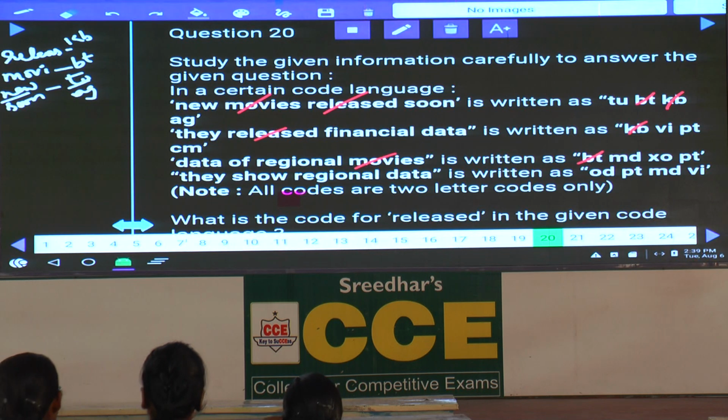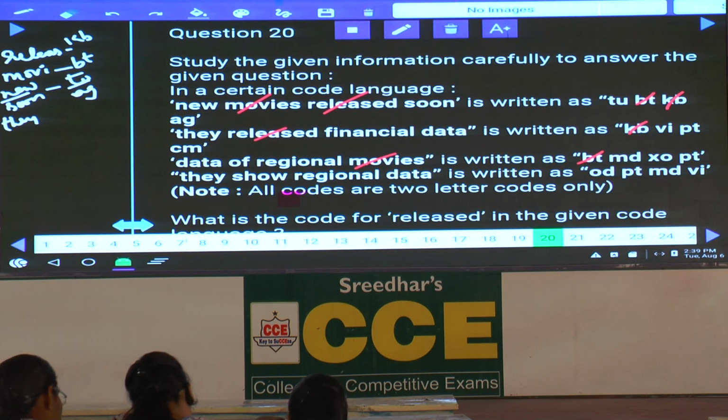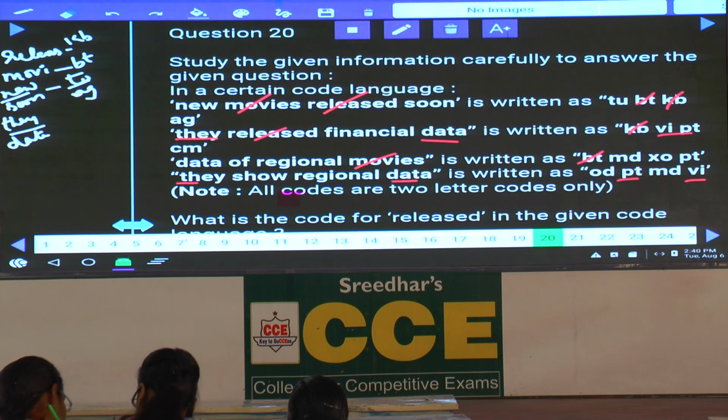Then compare the second and the third, they financial data, and they financial data here also; these two cannot be compared here. Next one, they financial data and they show regional data. They and what is the other word which is common here? Data. They and data are common, and two codes, VI, PT, CM. VI and PT are common here also. So they and data is VI, PT, in any order. Now financial is the word which is left over and the code is CM. The code to the word financial is CM.